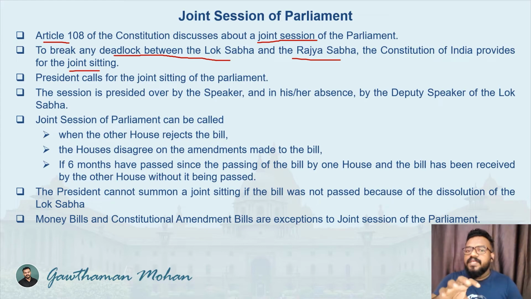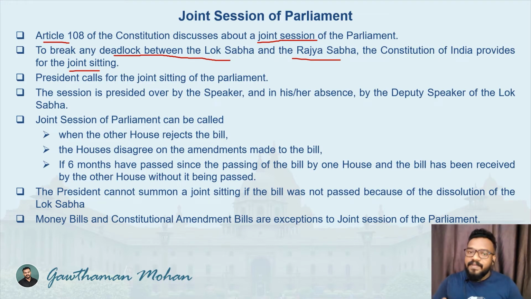Consider how the legislation process actually happens. The bill will be presented in a particular house, either in the Lok Sabha or in the Rajya Sabha. In the Lok Sabha, the members need to pass the bill. Then it will move to the Rajya Sabha. In the Rajya Sabha also they need to pass the bill. Then it will go for the assent of the president. Once the president gives assent, it will become an act. That is the normal process that we follow in lawmaking.